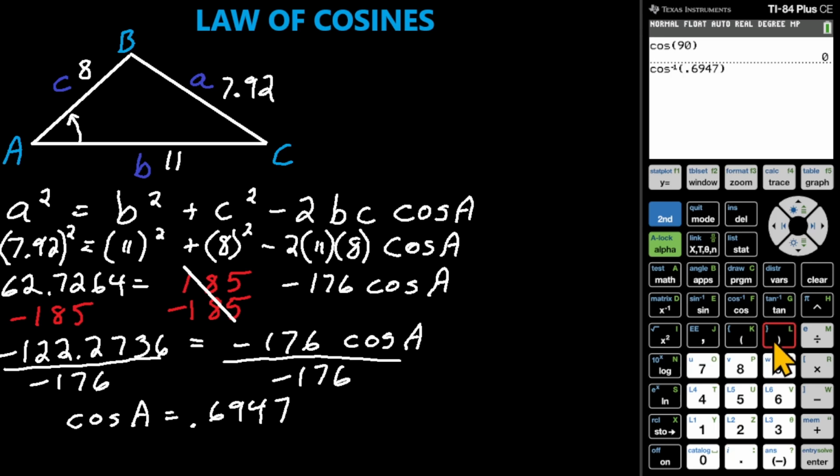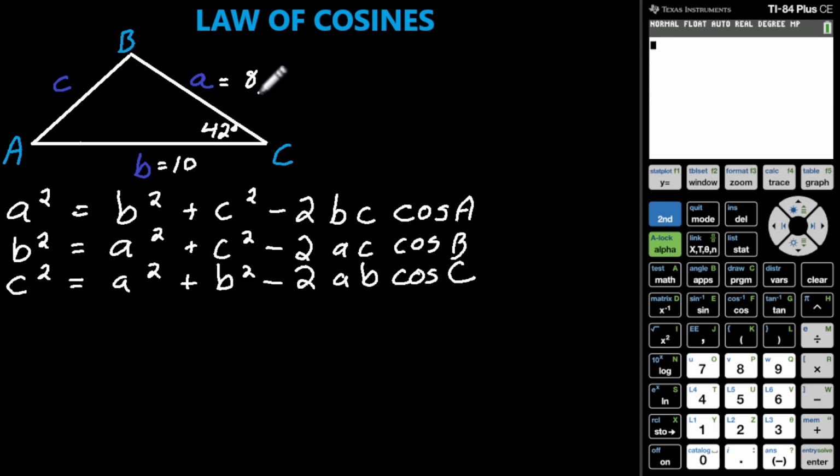Close parentheses, enter, and it's about 46 degrees. So now once I have one of the angles and I have a side opposite that angle, I'm able to again use the law of sines because I can form a ratio with these two. Once I get the next angle using law of sines, then I just subtract from 180 degrees to get the third angle. Let's try one more example.